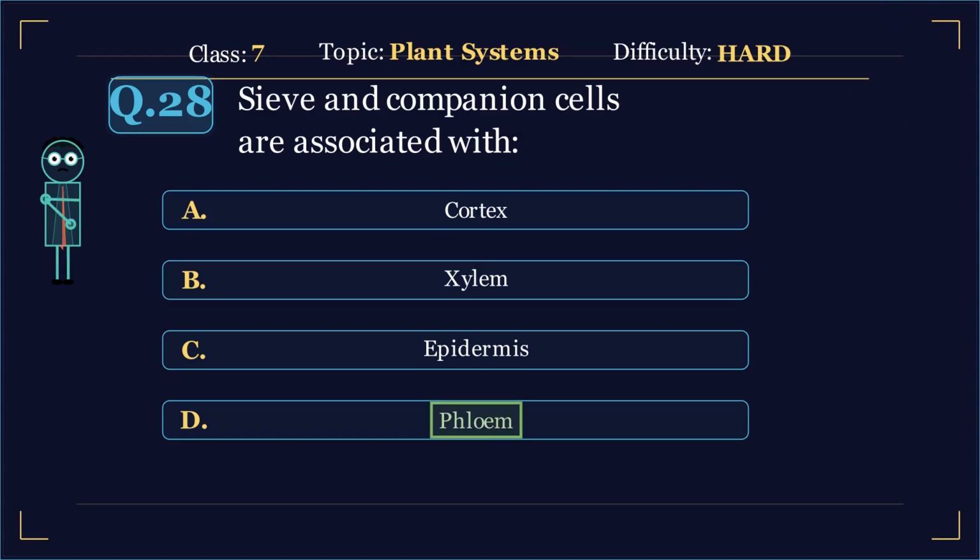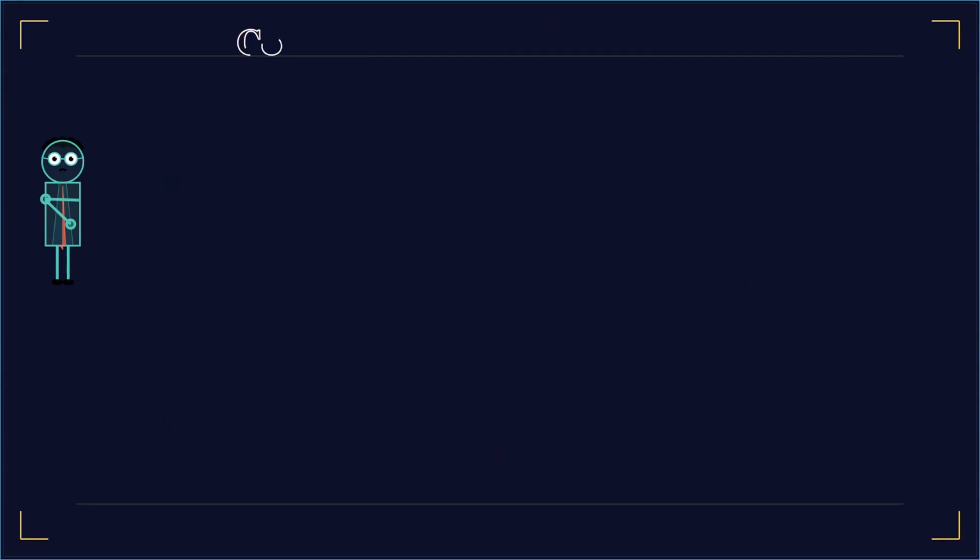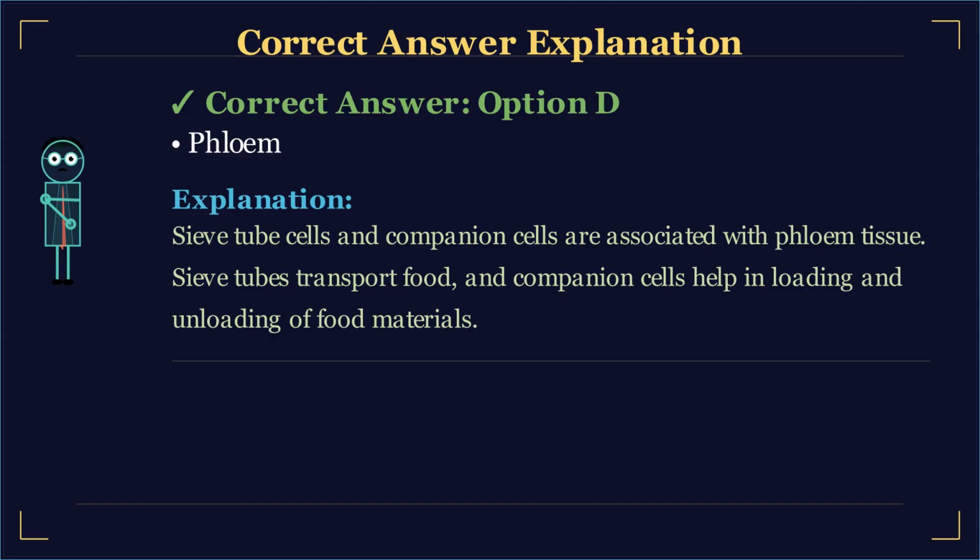The correct answer is option D. Here's the explanation for the correct answer. Sieve tube cells and companion cells are associated with phloem tissue. Sieve tubes transport food, and companion cells help in loading and unloading of food materials.